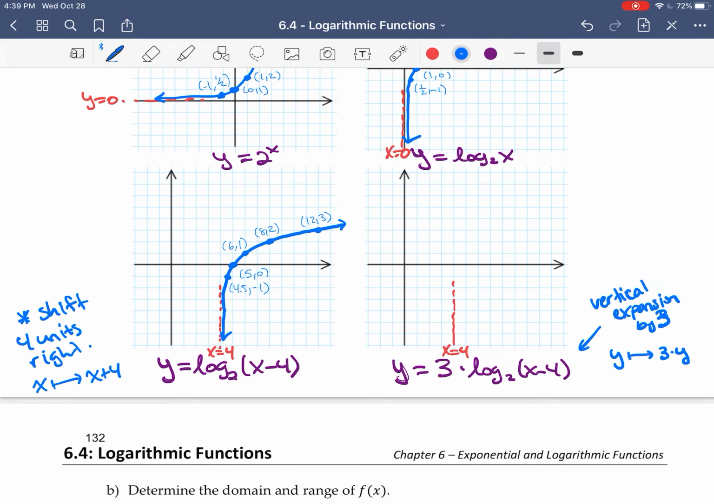Oops. Okay, so instead of being at 4.5 and -1, it's going to be at 4.5 and -3. The 0, 1 is going to stay the same, since 0 times 3 is still 0. 6 is now going to be at 3. The 8, 1 is going to be at 6.